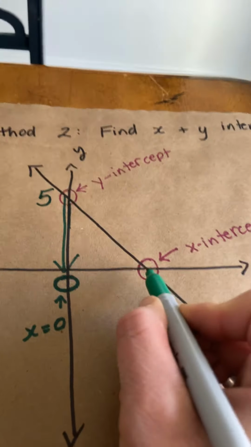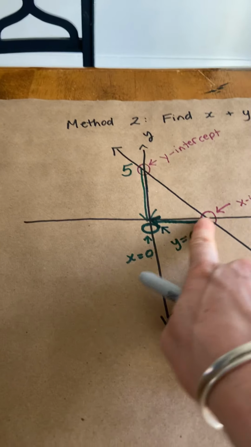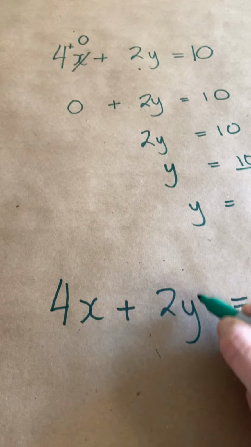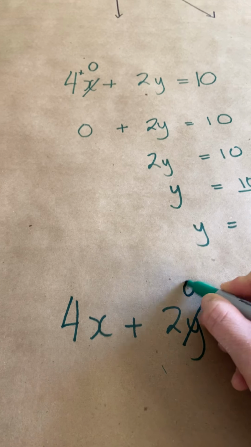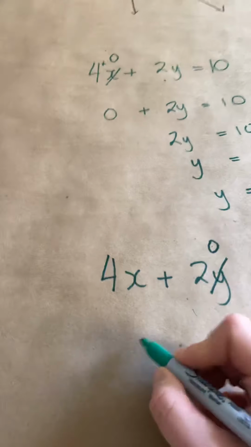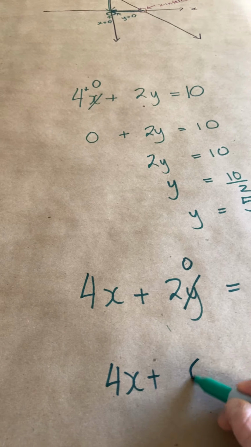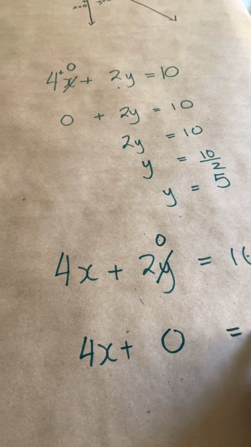So I'm going to do the same thing. 4x plus 2y is equal to 10. If I want to find the x-intercept, I need to remember that means y is equal to 0. So in my equation, cross off the y, put a 0 here. So I have 4x plus 2 times 0, which just gives me 0, is equal to 10. So I just have 4x is equal to 10. X is equal to 10 divided by 4.